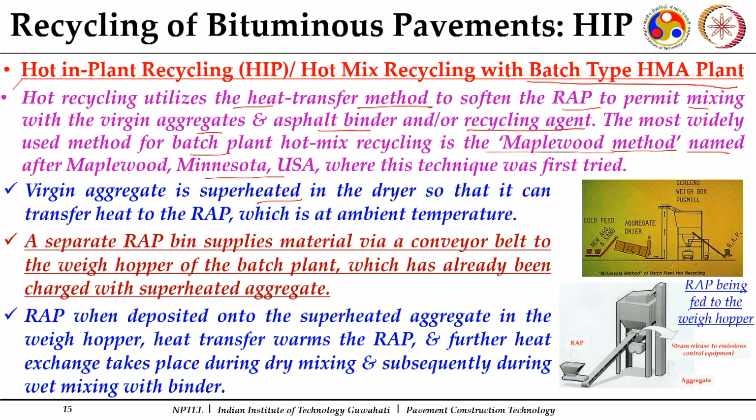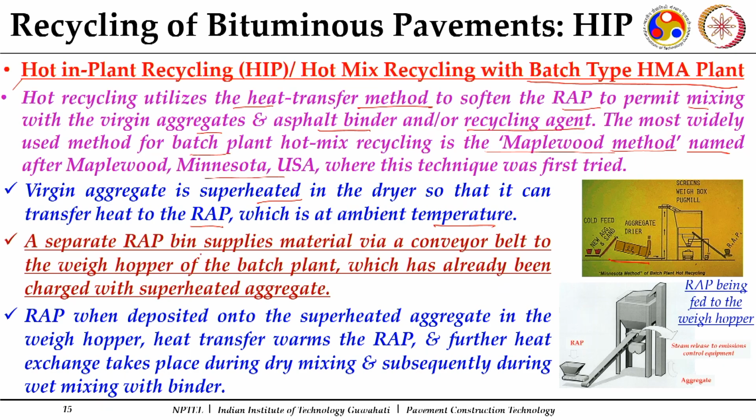Here we can see a picture of a batch type plant. We have the aggregate dryer, then we have the elevated hot screens, and hot bins. Here the virgin aggregates which are to be used are superheated, and then transferred to the hot bins, and when it comes to the weigh hopper, we introduce our RAP. The superheated virgin aggregates will transfer the heat to the RAP in the weigh hopper, which is at ambient temperature.